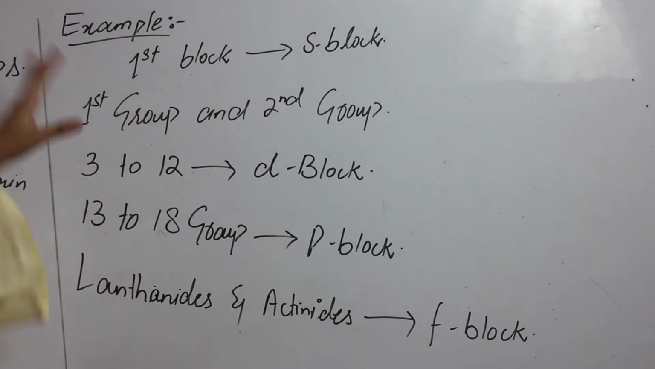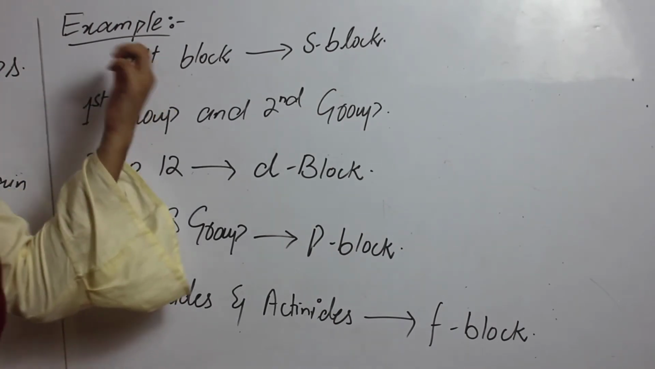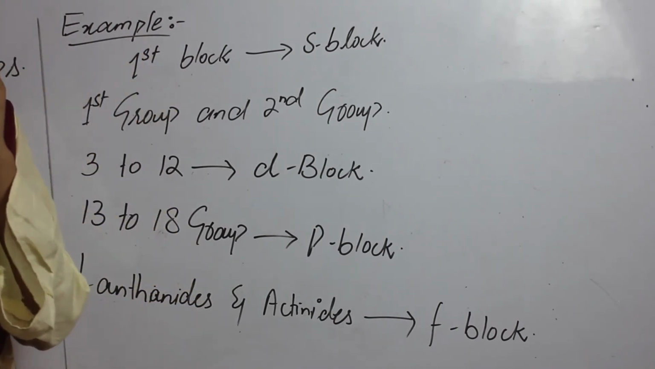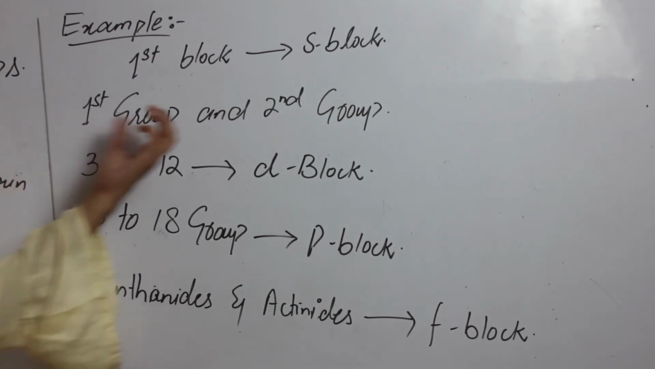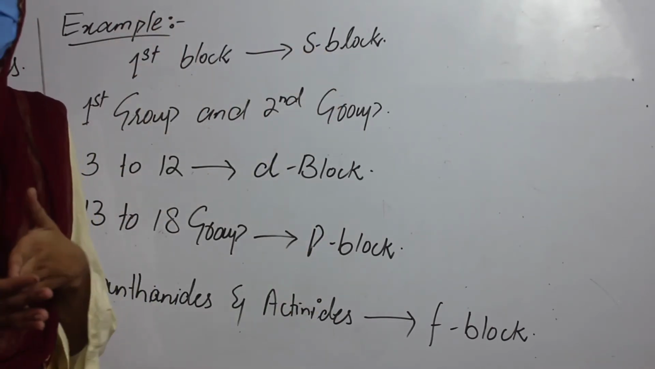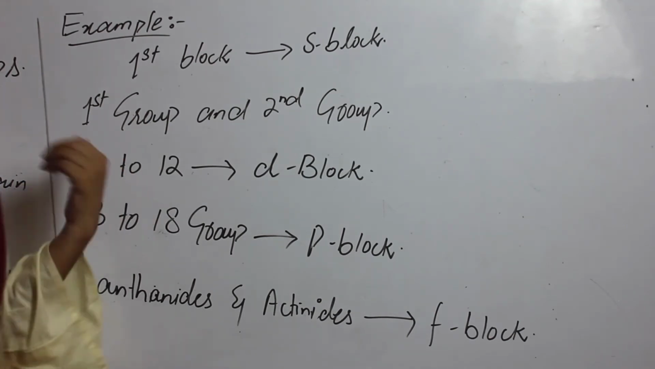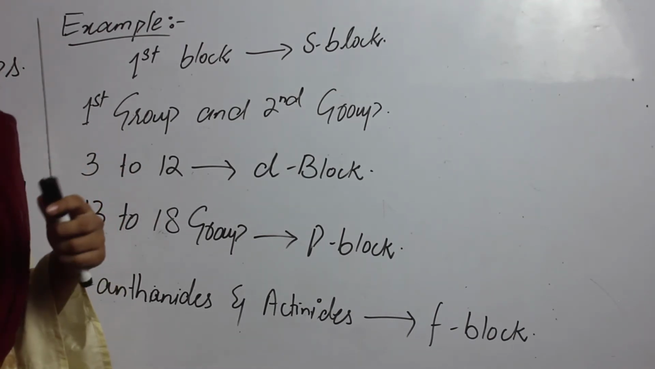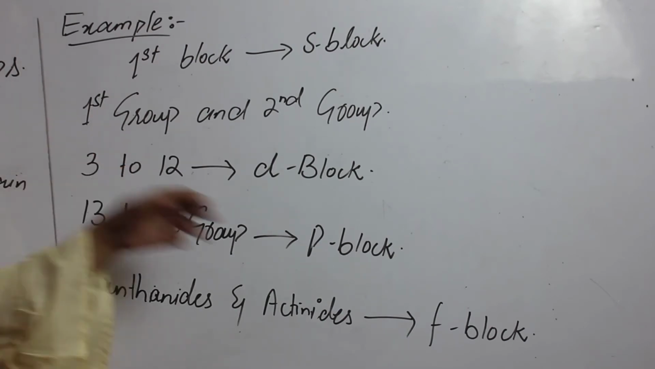Okay, I repeat. In the examples of the blocks, first of all we will discuss the first block, the S block, because the first two groups, that is the alkali metals and the alkaline earth metals, have the S subshell. That's why they are present in the S block, or their block name is S. And the second one is group number 3 to 12, they have the D subshell. That's why their block name is D.